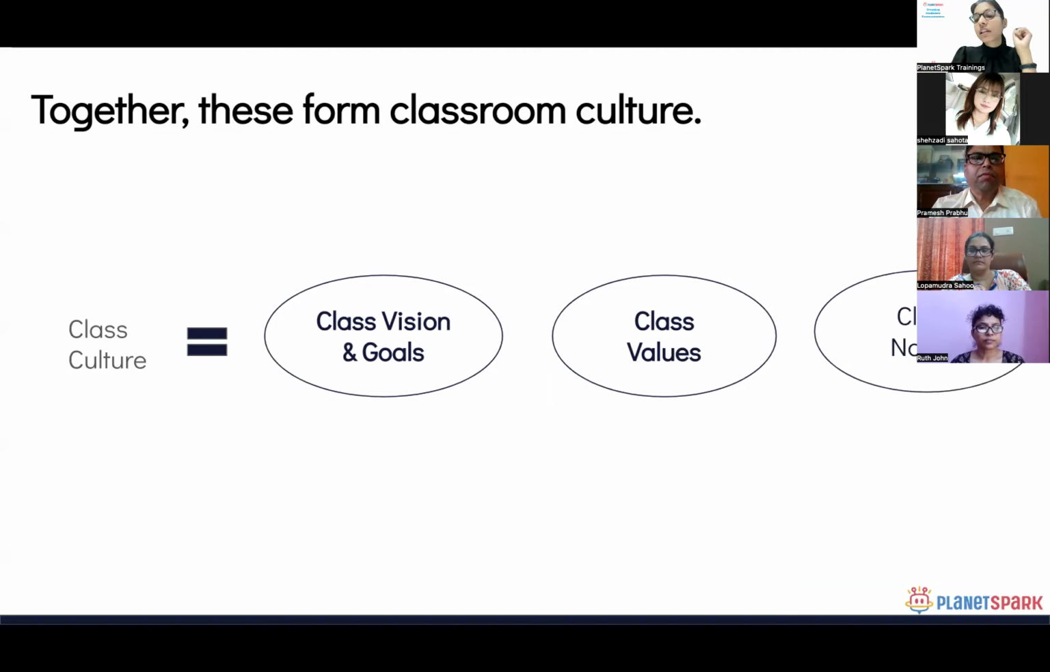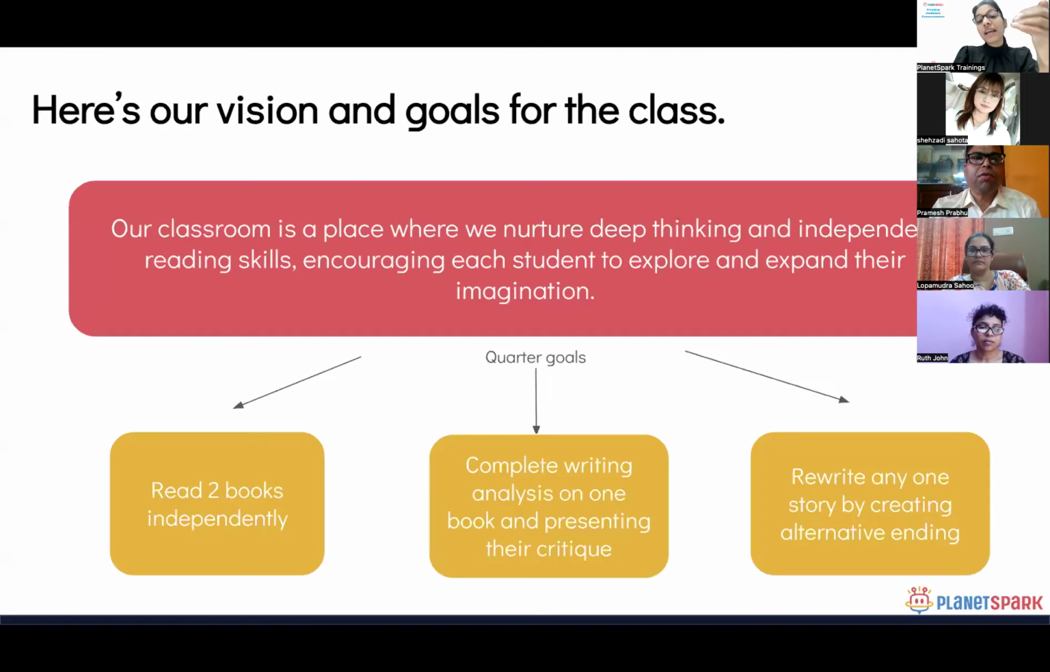Now, the next part is class values. To be able to achieve this vision, to be able to operate, what are certain values we will need them to operate with? So can I have certain ideas? It's okay, take a minute, think about it, and give me a why. Don't just give a value name.